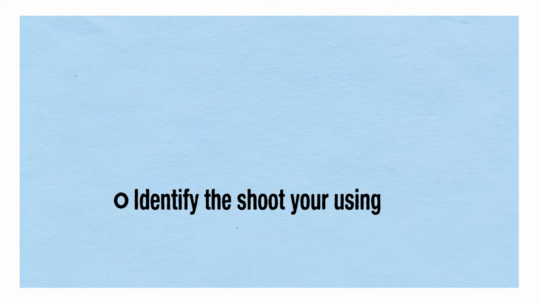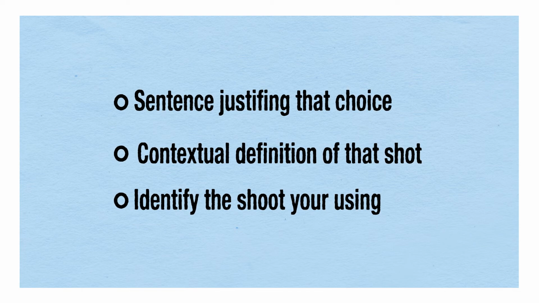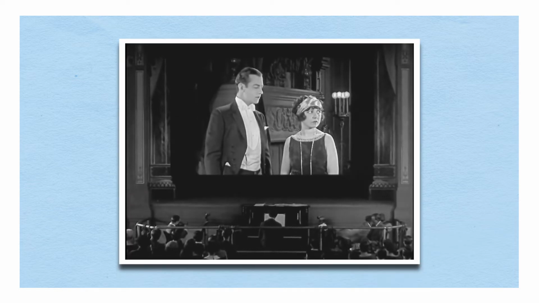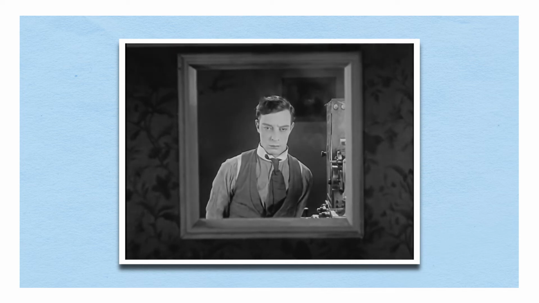Think about our definitions. At the very least, identify the shot you're using, provide a contextual definition of that shot, and include a sentence justifying that choice. In an example from the ending of Sherlock Jr., we are given a long establishing shot that includes the movie theater screen, the audience, and the orchestra pit. This establishing shot is used to establish the spatial relationship between the audience, the screen, and Keaton's character as he enters from the bottom of the frame.